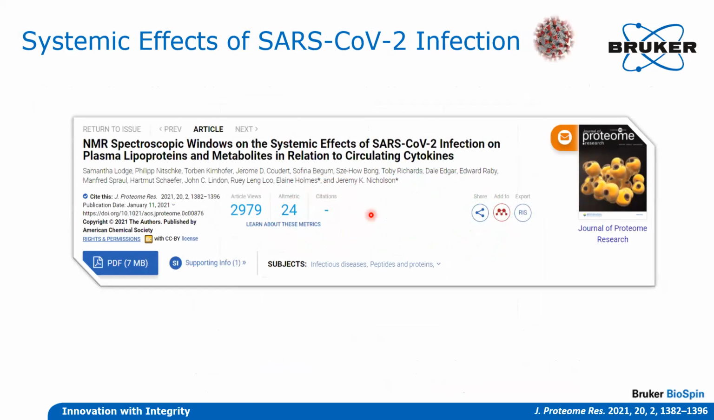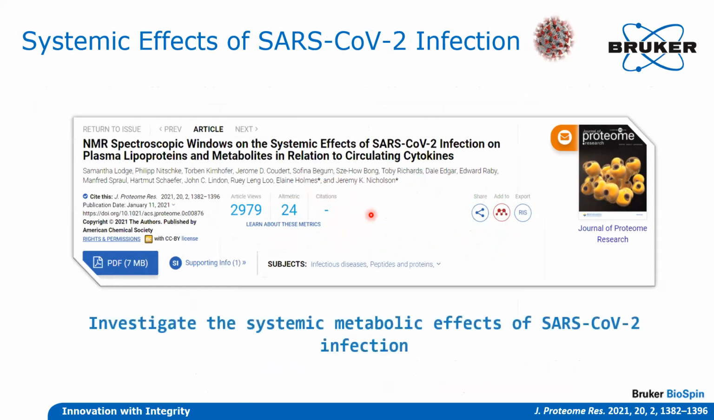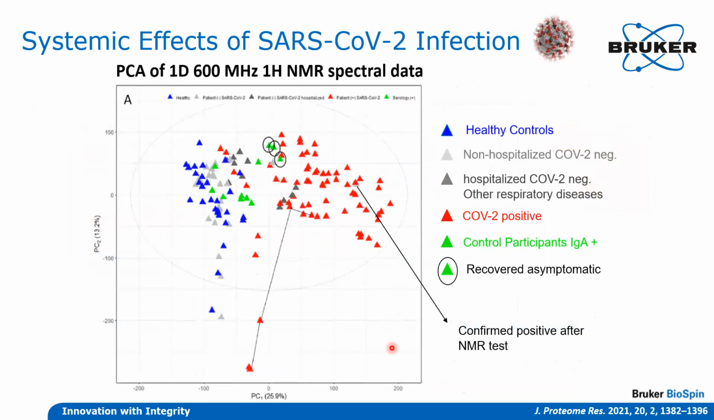So another paper that comes from the Australian National Phenome Center, from Professor Jeremy Nicholson's group. In this paper, they try to investigate the systemic metabolic effect of SARS-CoV-2 infection. So we know that the virus does not affect only a particular organ, but it affects the whole system metabolomics. Systemic metabolomic effect.